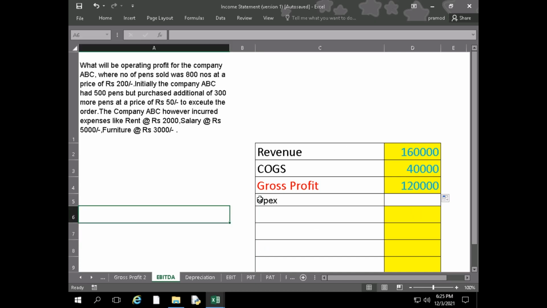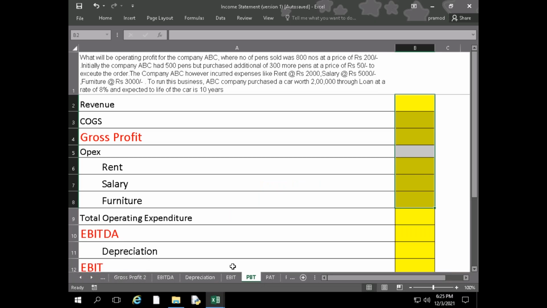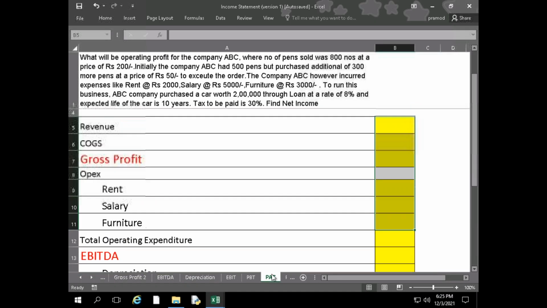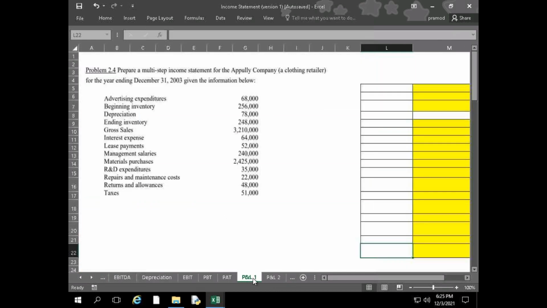Sir, it is gross profit minus total OPEX is EBITDA, no, sir? Correct. Thank you, sir. So this much you do. Try to do till the PBT part, complete that part.